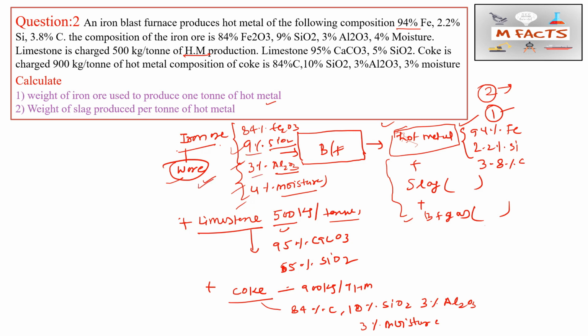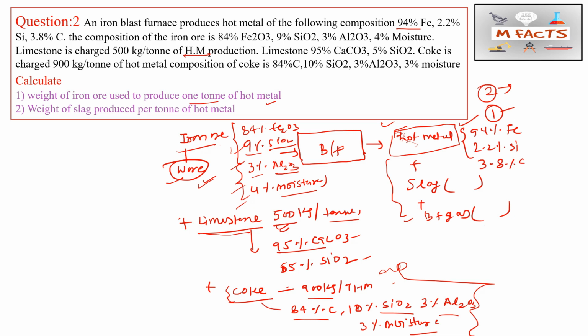Here, what about limestone? The limestone is 500 kg, because they are asking about 1 ton, so we will take it as 500 kg. The weight of limestone is 500 kg, so we can identify the CaCO3 weight, 500 multiplied by 95 by 100, and we can calculate the SiO2 weight from here. It is the same with the coke, which is 900 kg per THM, that is per ton of hot metal. So we can calculate these elements in kgs also. Okay, so we will see whether we need these things or not in the question.